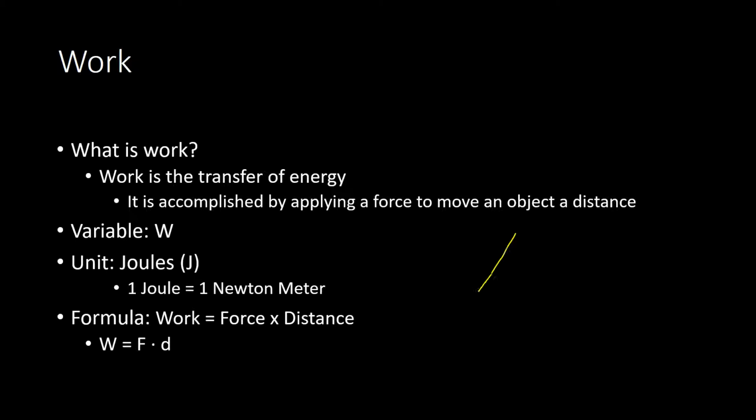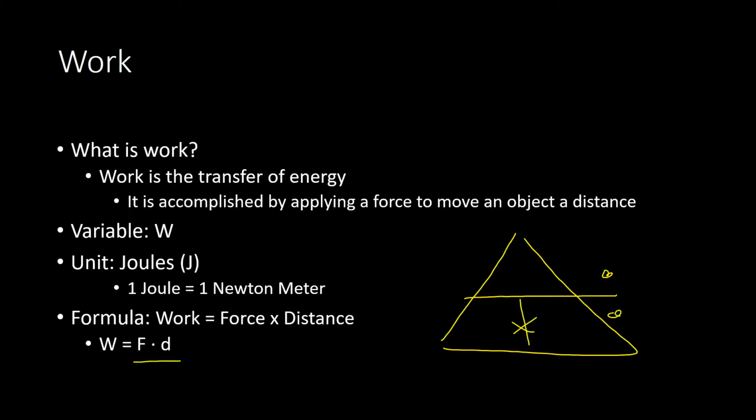So if we put this into that helpful little triangle we talked about before, we're going to try to keep our multiplied values together. So force and distance are going to be multiplied together in the bottom, and work goes in the top. So if I cover up my W, I get F times D back. If I cover up my F, I get W divided by D, and if I cover up my D, I get W divided by F.